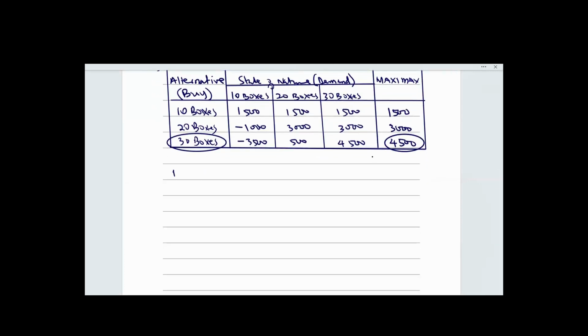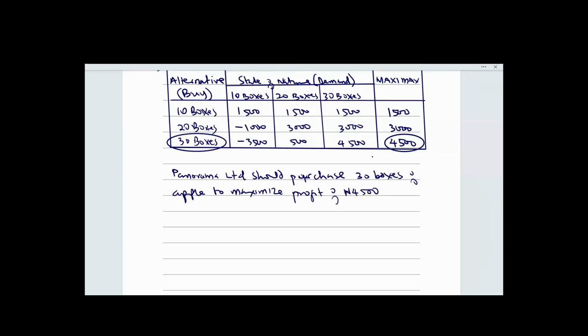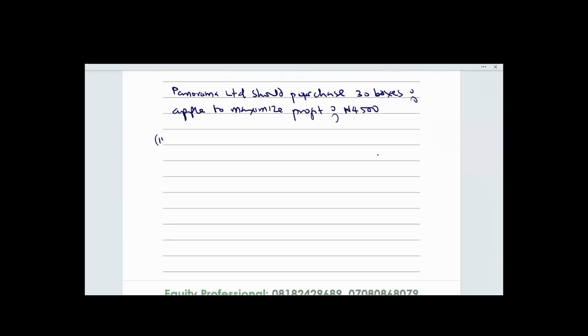So I would then say Panorama Limited should purchase 30 boxes of apple to maximize contribution or to maximize profits of 4,500.